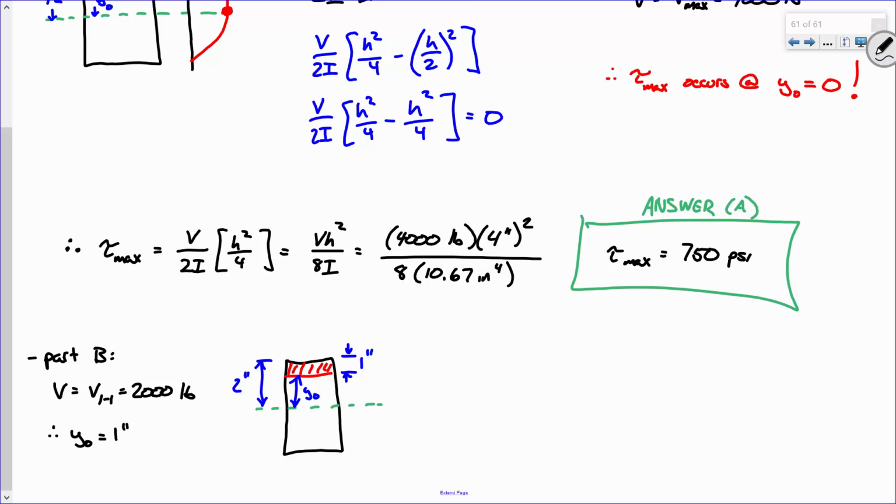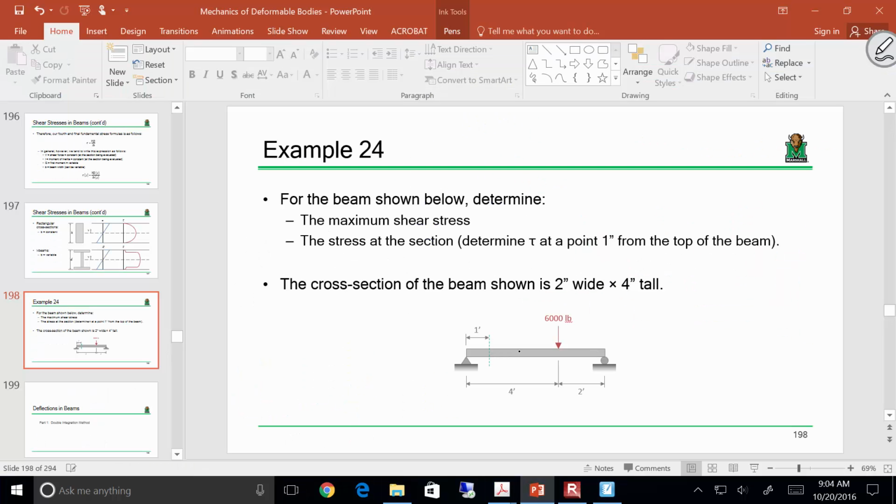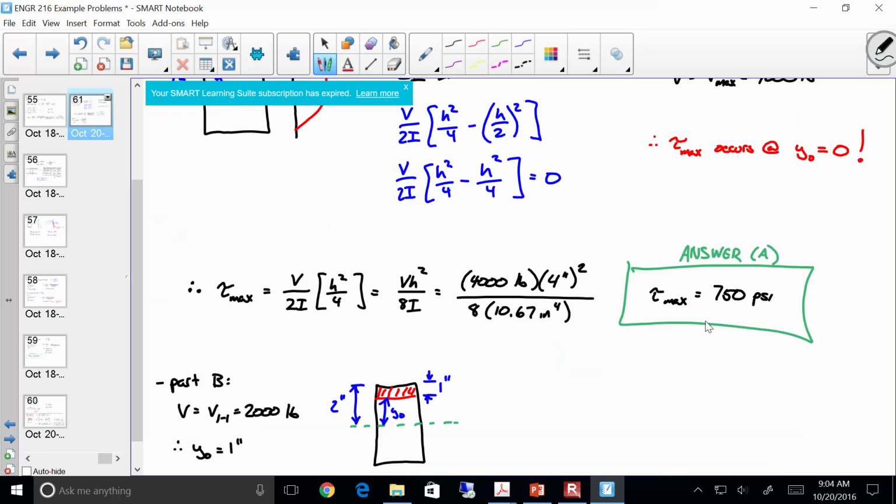What's the problem say? Let's go back to the problem. All right, so we're determining the maximum shear stress, and then the stress at the section right here, and then determine tau at a point 1 inch from the top of the section. Sound good? You all have a homework problem where you're going to determine stresses at various different slices along the section. I think it's your last one, so you'll want to make sure you know that. Sound good? Everybody good? All right.